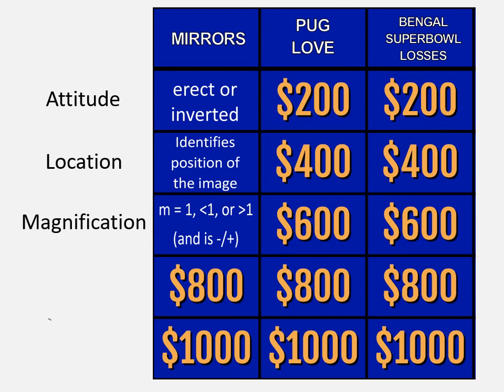Can I get mirrors for 800? The answers are real or virtual. What is type? That is correct. And you are today's champion.